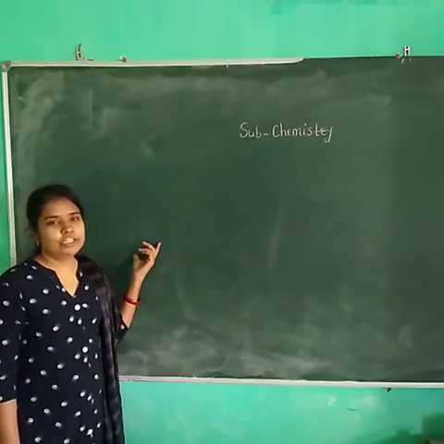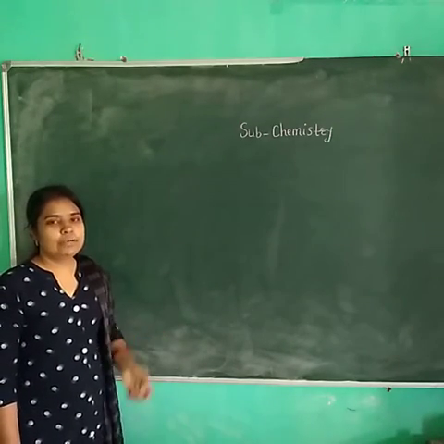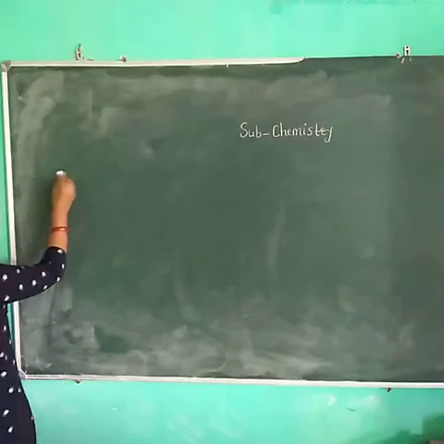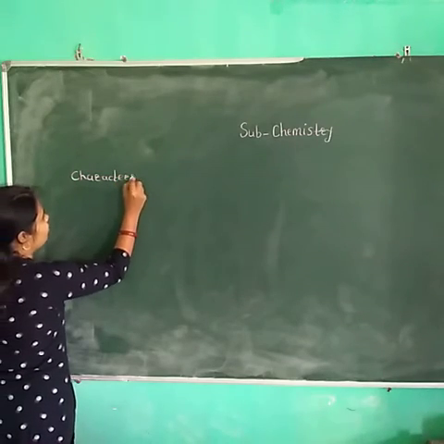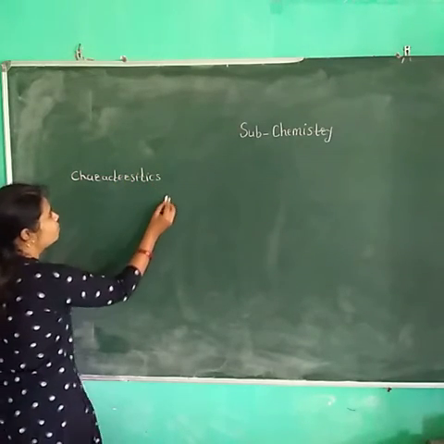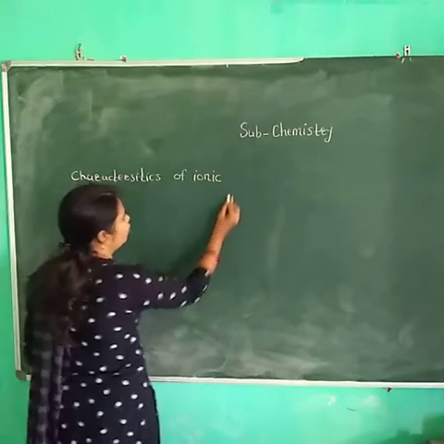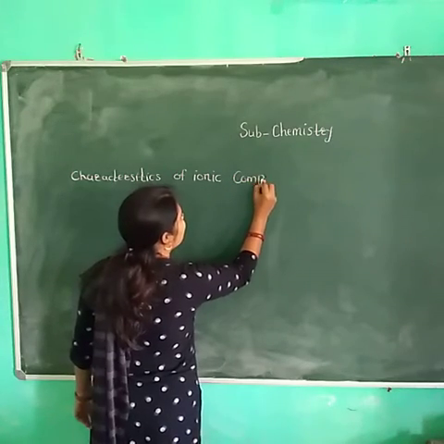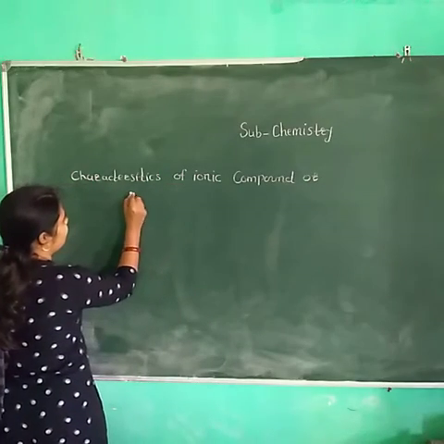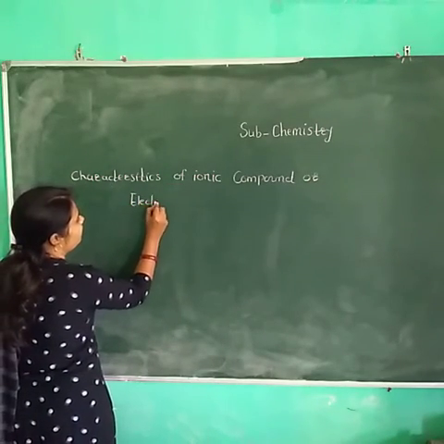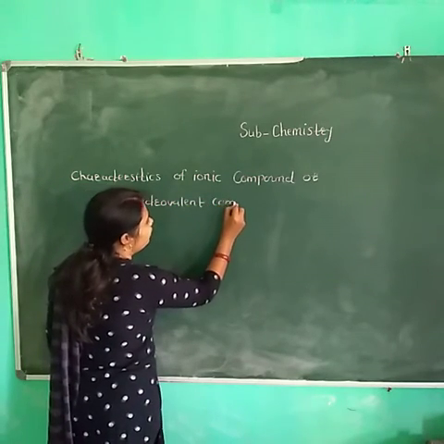In the previous lecture we discussed the different types of bond, that is the ionic bond, covalent bond and coordinate bond. So today the new topic is the characteristics of ionic bond, ionic compound or electrovalent compound.